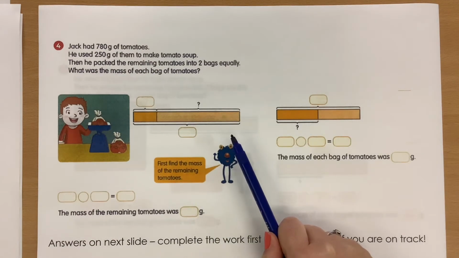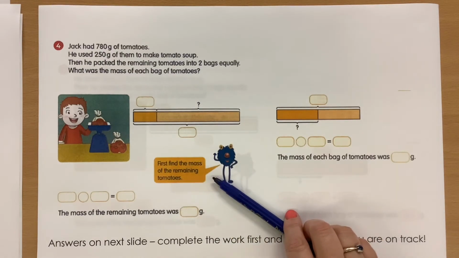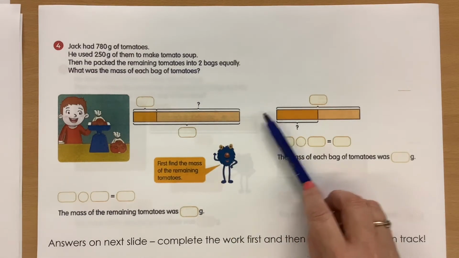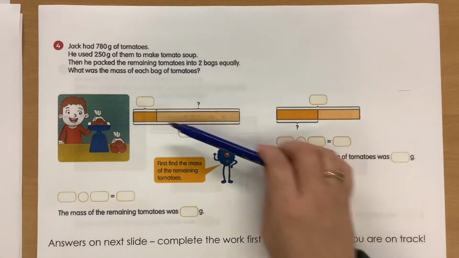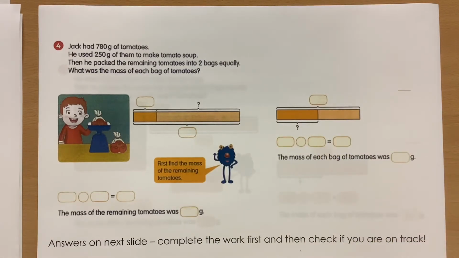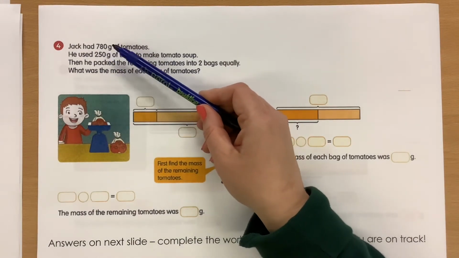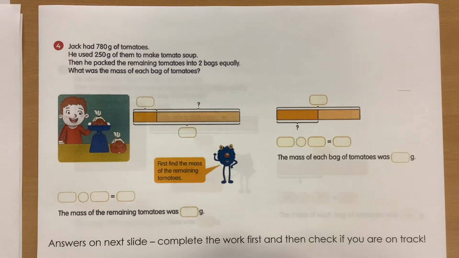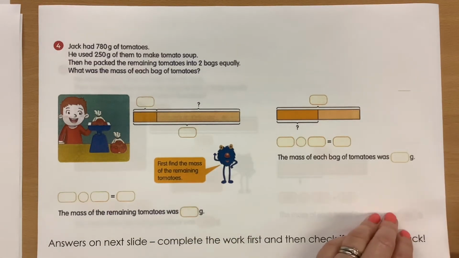You've got your bar models, so think about what you need to work out first, the mass of the remaining tomatoes, and then you're going to share them into 2 bags equally. You've got your 2 bar models drawn, you've got them labelled, you need to work out what goes on each of these labels. So pause the video, read the question again, and have a good think about where these masses are going to go on your bar models, what you're going to use them to work out. Take your time, and then we'll go through the answers in a second.